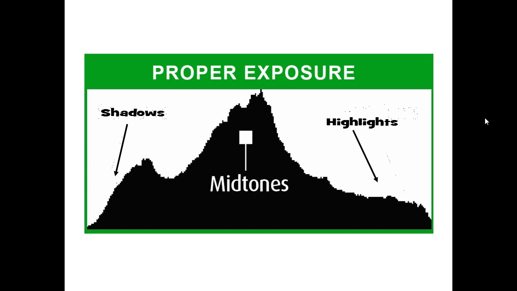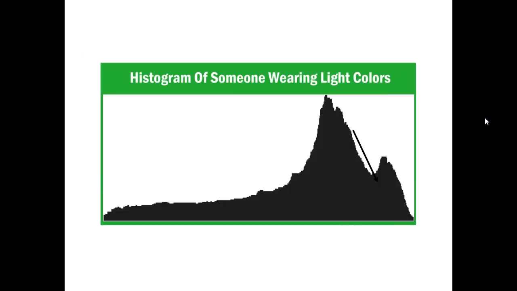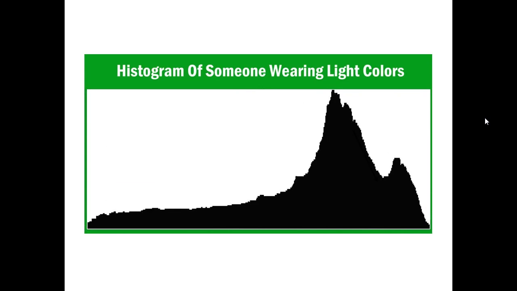For example, let's say you took a picture of someone wearing dark clothes. Well, what's going to happen is the majority of the information is going to be dark in the picture, so you're going to have the histogram kind of skew over to the left. On the other hand, if you took a picture of someone who was wearing light colored clothes, well, you're going to have a histogram where everything's going to be skewed over to the right.